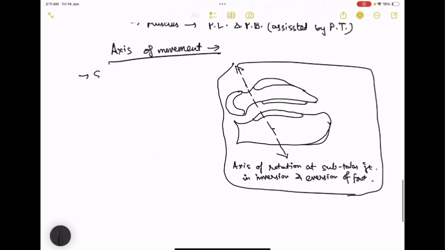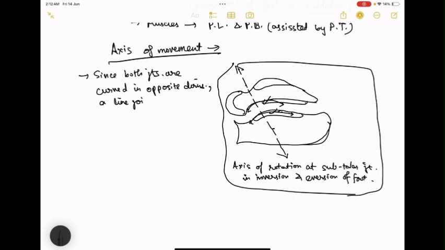So, since both joints, these answers that I'm writing are very self-explanatory, are curved in opposite directions. As you can see, this is curved in this direction and this part is curved the other way. Means this part is basically concave and this part is convex, opposite directions. A line joining centers of curvature of both joints forms axis of rotation.